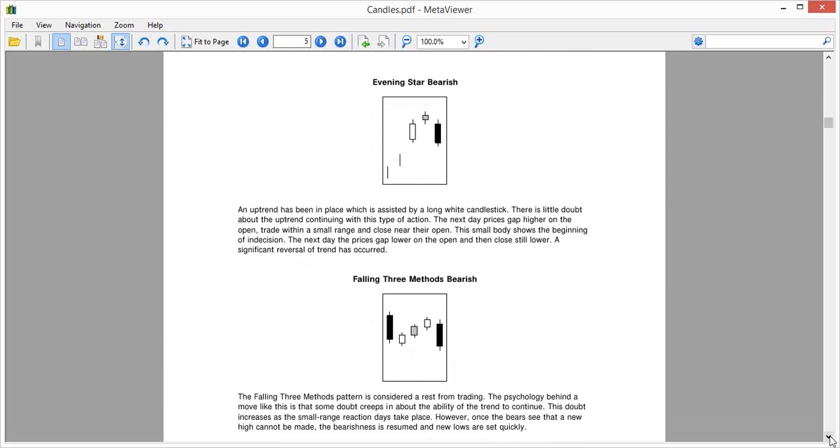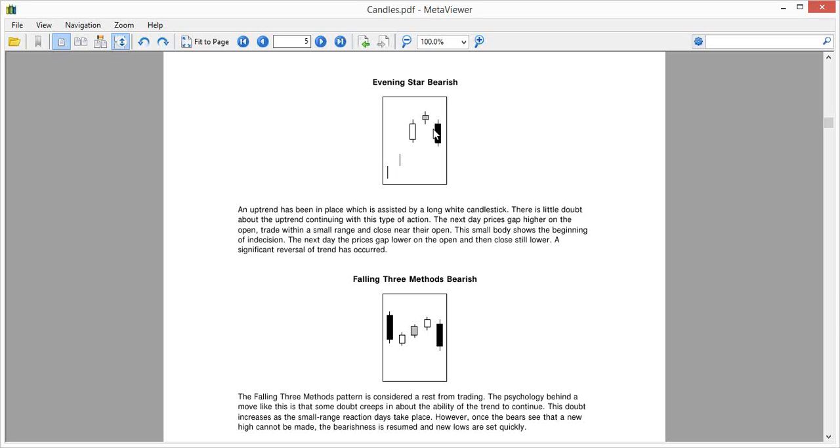Evening star, bearish. An uptrend has been in place, which is assisted by a long white candlestick. There is little doubt about the uptrend continuing with this type of action. Okay, the next day price gaps higher on the open, trades within a small range, and closes near the open. There's this small tight range. The small body shows the beginning of an indecision. So we had an uptrend, lack of volume, indecision in the market.